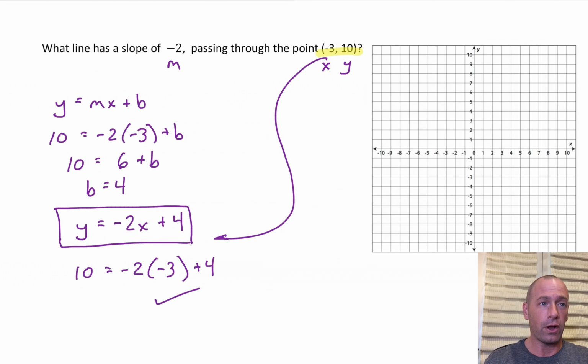As another check on our work, let's plot the information that was given. (-3, 10) is up there. A slope of -2 means every time x increases by 1, y is going down by 2. So we plot several points just to see where it crosses the y-axis, and we see that the y-intercept is indeed 4. Our check verifies the answer that we came up with.